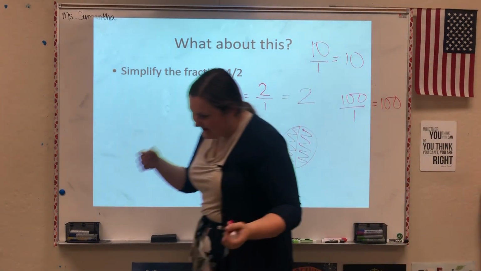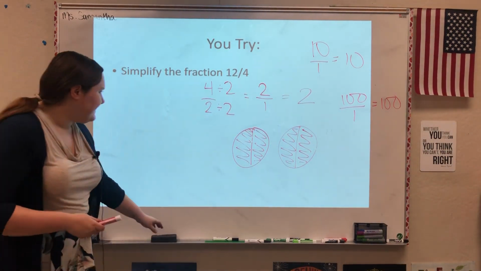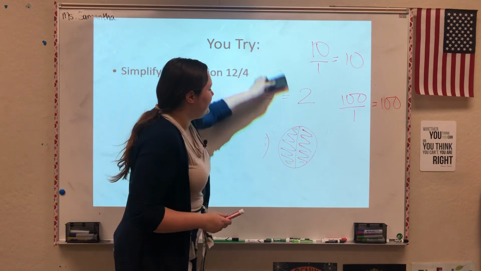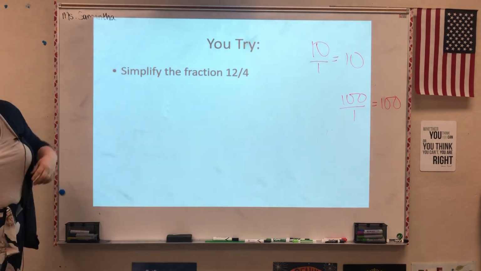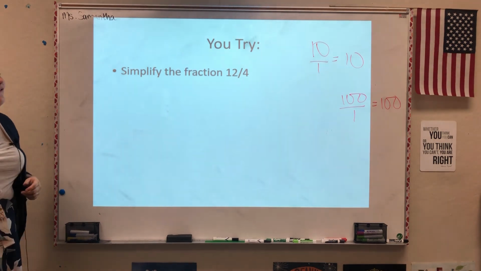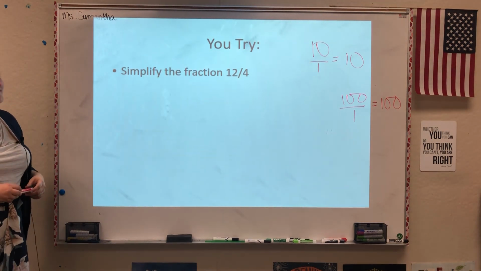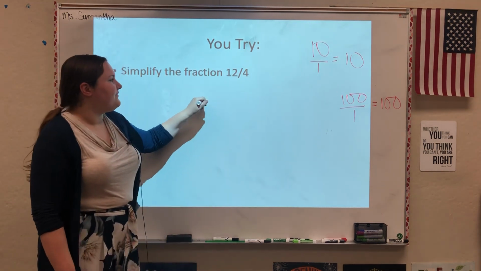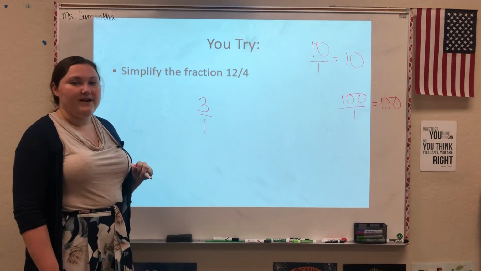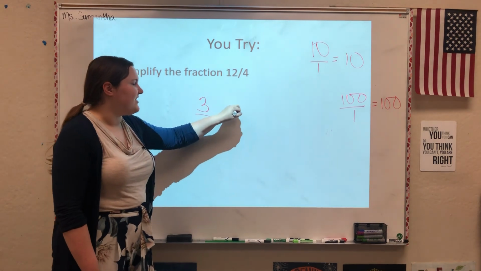So keeping all of that in mind, this last one here is for you to try. Let me erase those circles. And you are going to simplify the fraction 12/4. All right. Well, when you divide both of those by 4, you're left with 3/1, 3 wholes, which is just 3.